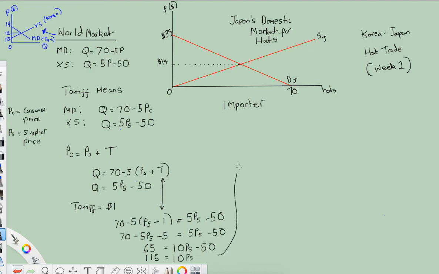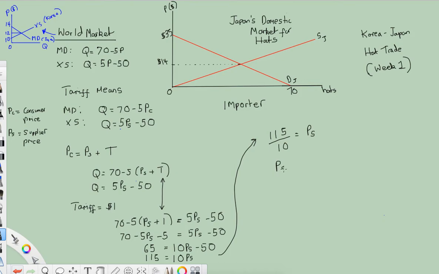And then we go up here. We have 115 equals 10 PS. So 115 divided by 10 is equal to PS.